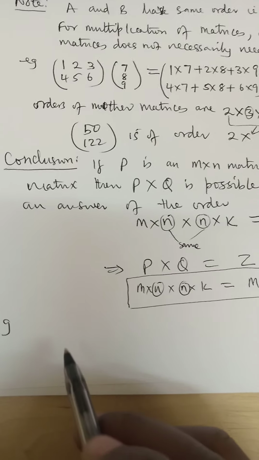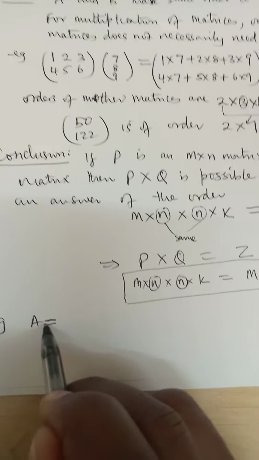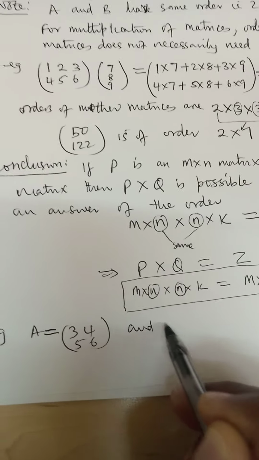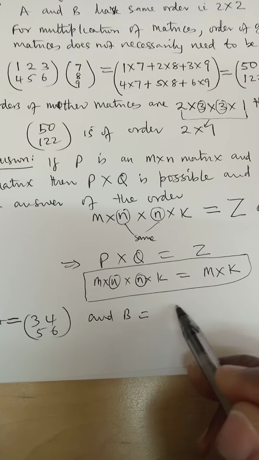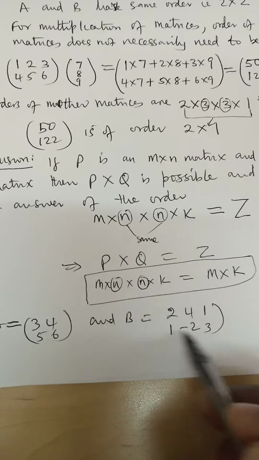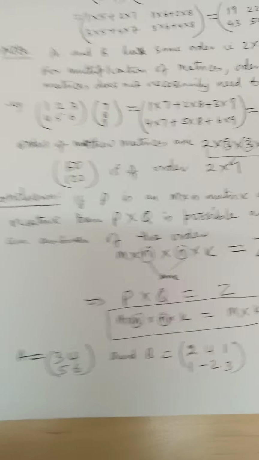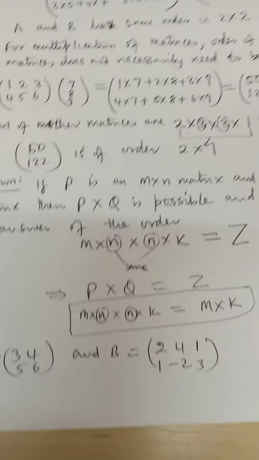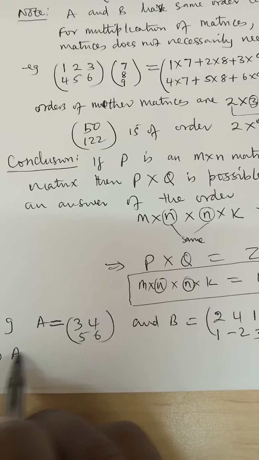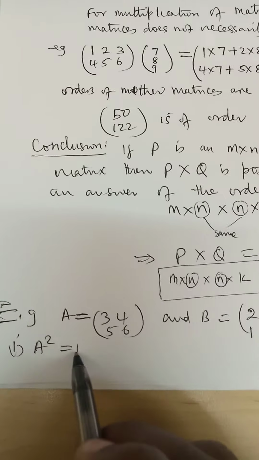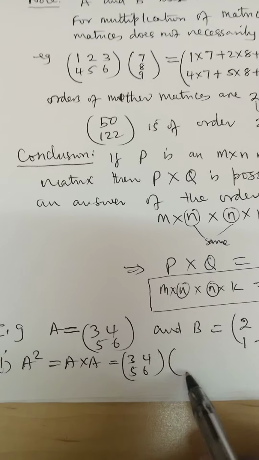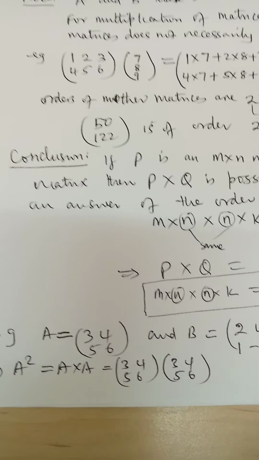We can consider a matrix like A. If A is 3, 4, 5, 6, and B is, say, 2, 4, 1, and 1, negative 2, 3, we can find, for example, part 1, A squared. A squared will be A times A, which will be 3, 4, 5, 6, multiplied by 3, 4, 5, 6.